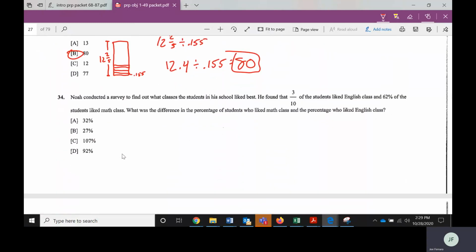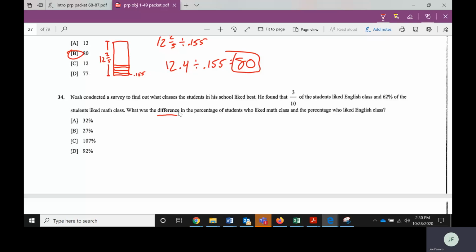34. Noah conducted a survey to find out what classes students in the school like best. He found 3/10 of the students liked English, and 62% of the students liked math. It says, what was the difference in the percentage who liked math and who liked English? So this one's a little different than a problem we did earlier that looked the same. We did one that had a fraction and a percent, but it said how many liked classes other than those. This one we are keeping with what they're talking about, English and math, but they're asking what's the difference between the two. So that means how many more liked math than liked English.